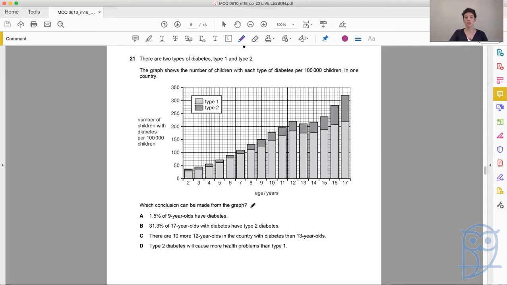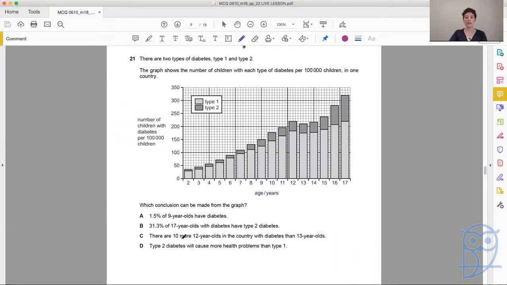Then they ask us which conclusion can be made from the graph. So it's really important that whatever answer we choose, it comes directly from the graph and not from our knowledge or our understanding of type 1 and type 2 diabetes. So if we look at our options, 1.5% of 9-year-olds have diabetes. 31.3% of 17-year-olds with diabetes have type 2 diabetes. Okay, right. So those are both calculations, which we have data here, so potentially we can calculate.